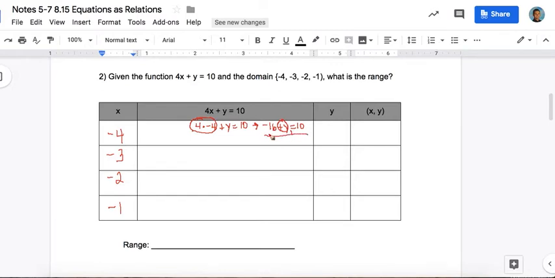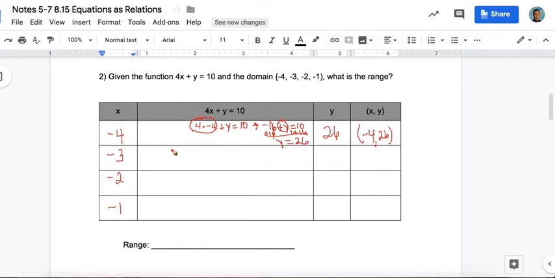How do you cancel out 16 negatives? You need 16 positives. The 16s cancel, and what's 10 plus 16? 26. So the y value is 26. Now we combine the x and the y, so negative 4, 26.